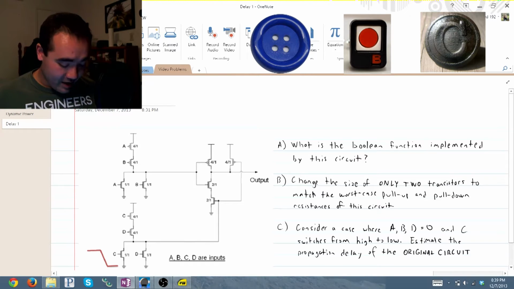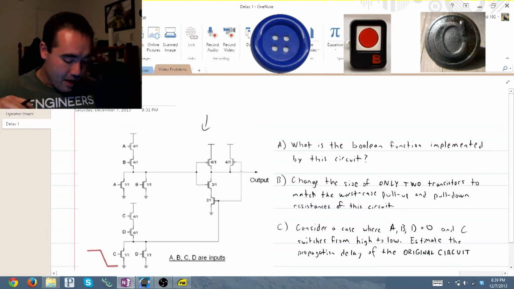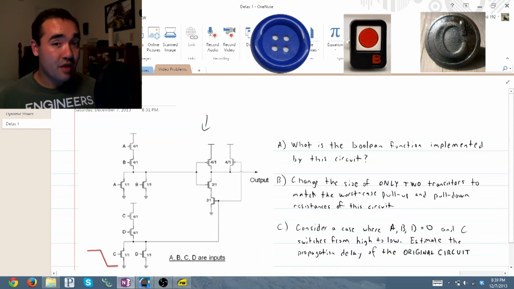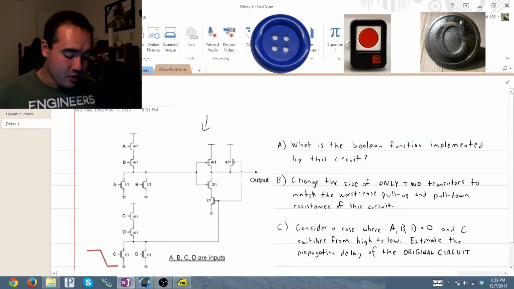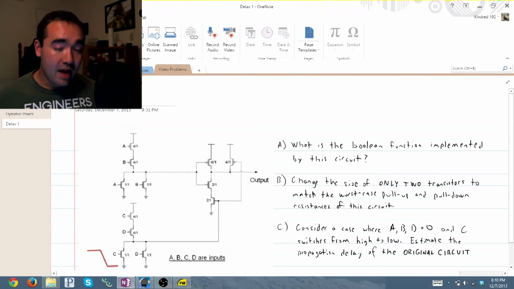So let's go ahead and take a look at this. We've got some kind of Boolean, some kind of transistor level schematic, and it's asking us to find the Boolean function of this schematic, to change the size of only two transistors to match the pull up and pull down resistances of the entire circuit, which will help us match our delay. And finally, to find the propagation delay of this original circuit without the modified transistors, if we hold 3 of 4 inputs at 0 and transition the fourth, the input C, from high to low. So let's go ahead and get started with A.